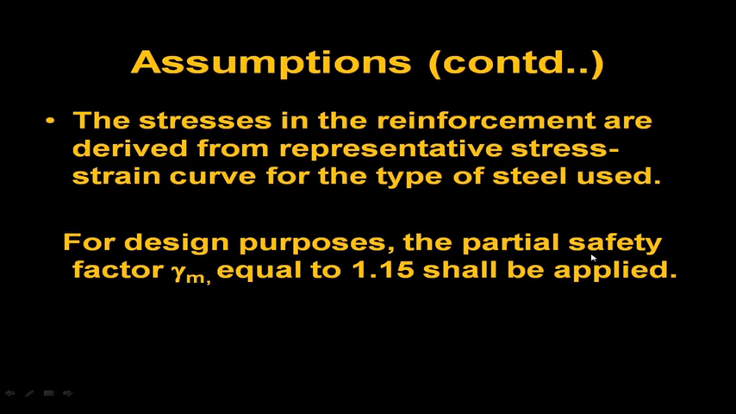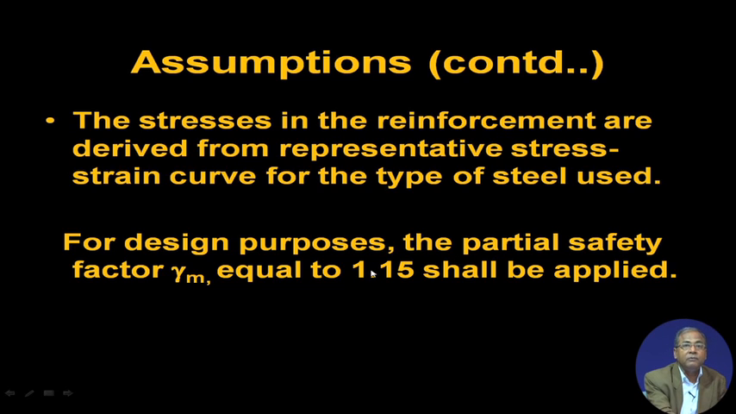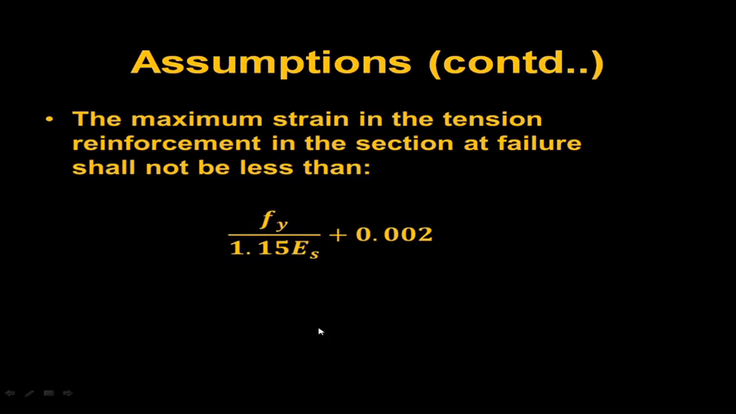This partial safety factor comes for different materials and different cases, for say loading, you will get a different factor. It is not like the working stress method where you have only one value. This is very, very important, and here we shall take it as 1.15.